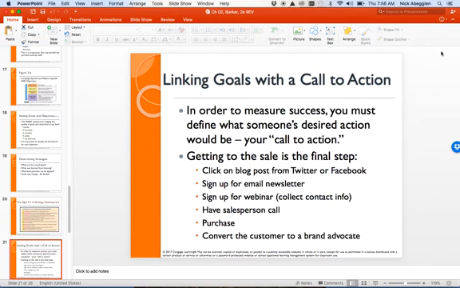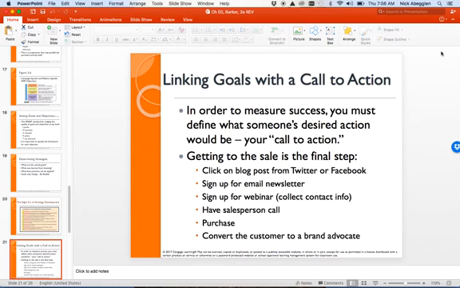So, linking goals with the call to action. Once the clear marketing goals are established, it's important to link those goals to a call to action. So what is a call to action? A call to action is essentially creating some type of desirable action, right? It's, what do we want them to do?